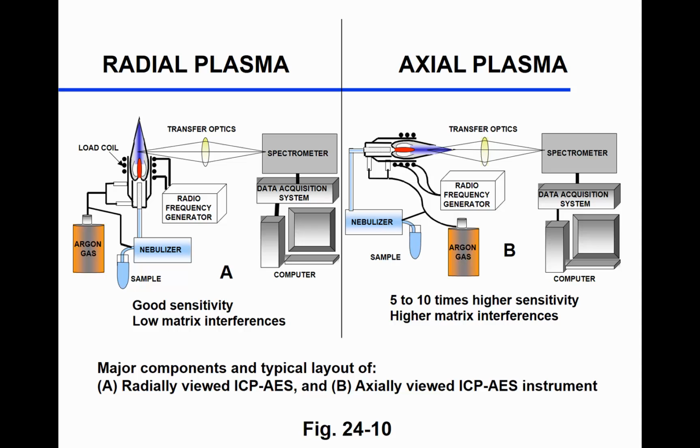So is that tied with what you said about having a lower threshold? Yes, exactly. So you have a lower threshold, but at the same time, if you have a lot of complex stuff coming in, then you will have higher matrix interference. Everything has advantages and disadvantages.